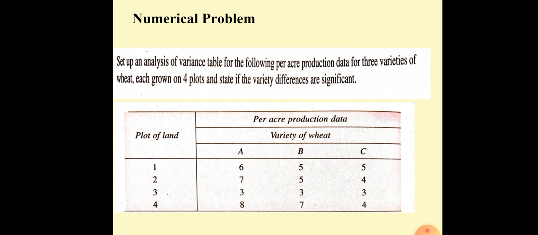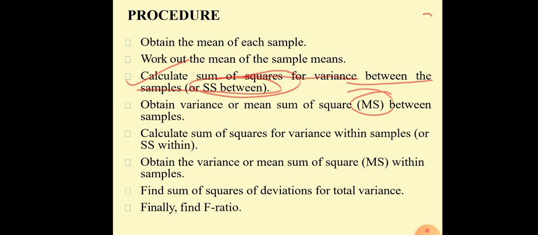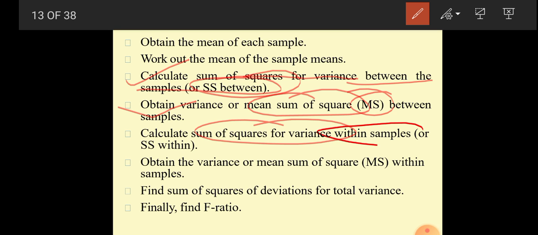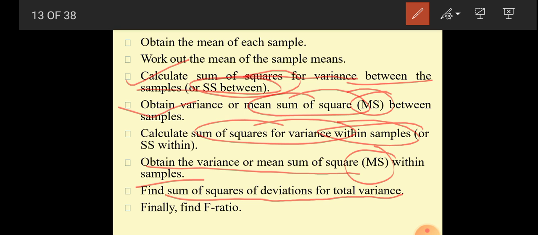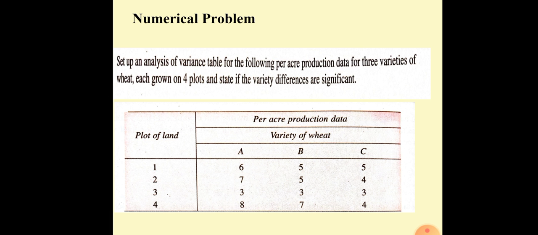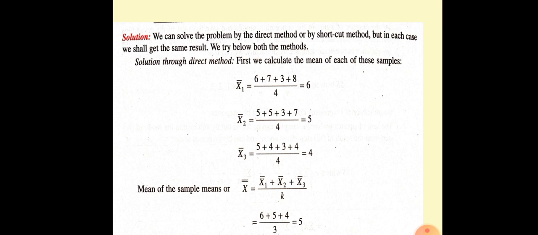Afterwards, you have to obtain the mean square, or mean sum of squares, between samples. Then you have to find the sum of squares for variance within samples, that is SS within. Obtain the variance or mean sum of squares within samples, that is MS within. Then the sum of squares of deviation for total variance. And finally you have to find the F ratio. First we will do a question, with which you will understand more properly how to find it.